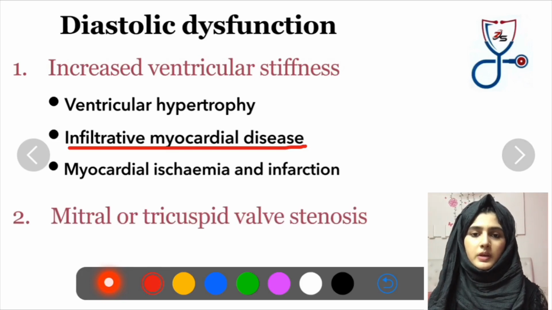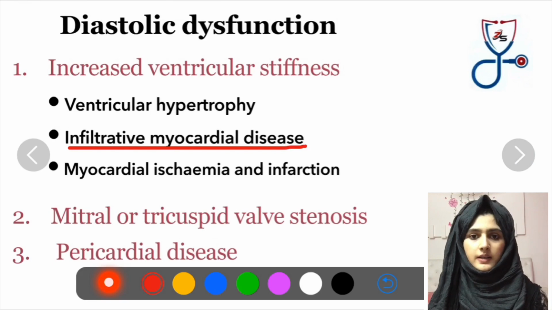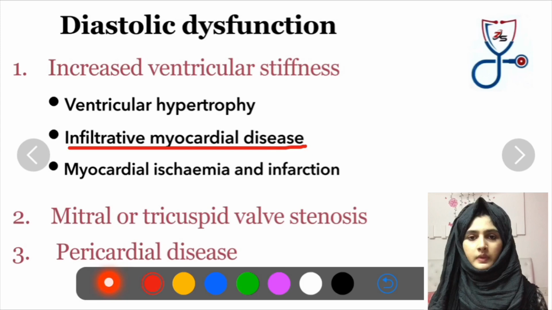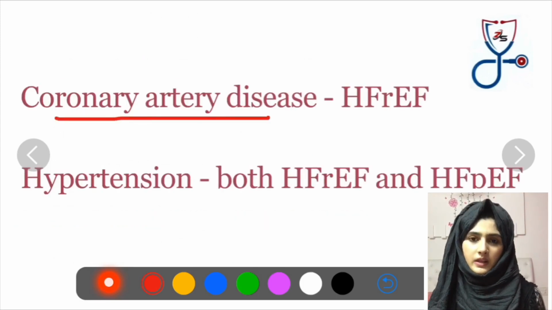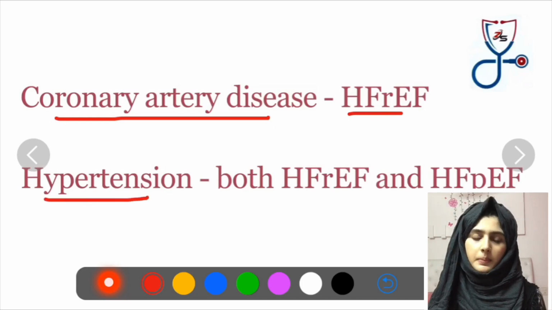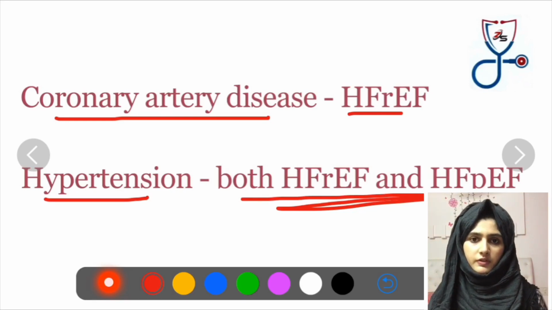Second, it may be due to mitral or tricuspid valve stenosis. Here there is narrowing in the opening of these heart valves. Third, it may be due to pericardial disease, where there is swelling or irritation in the pericardium. Coronary artery disease is a common cause of heart failure with reduced ejection fraction, and hypertension is a cause of both heart failure with reduced ejection fraction and preserved ejection fraction.